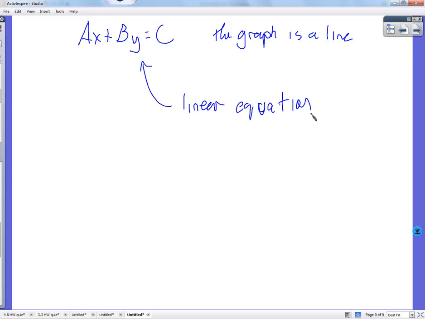So let's do one more, and now we'll take what we've noticed is a pattern of these kinds of equations giving us lines as graphs and make graphing as easy as possible. And then I'll give you your homework at the end of the day.